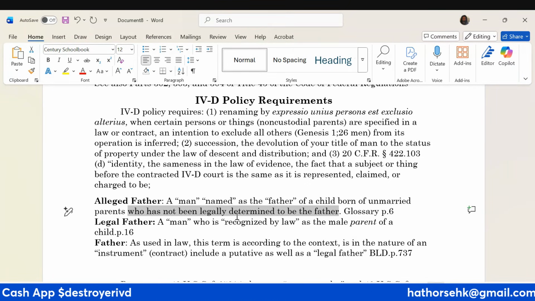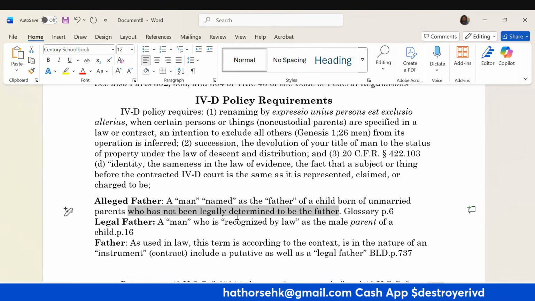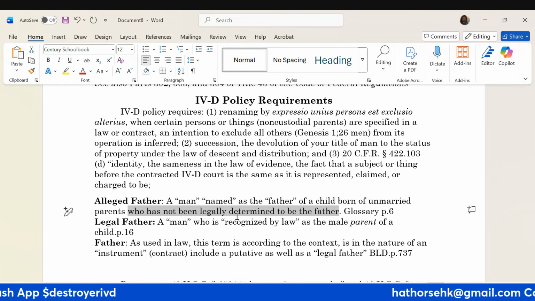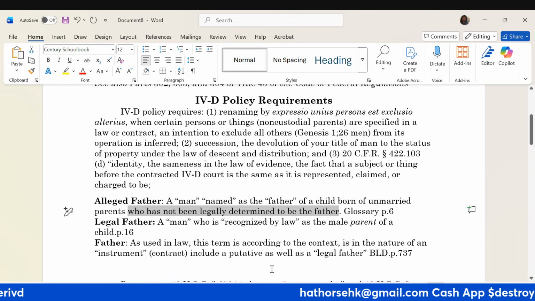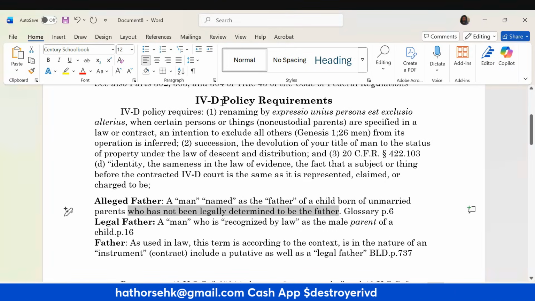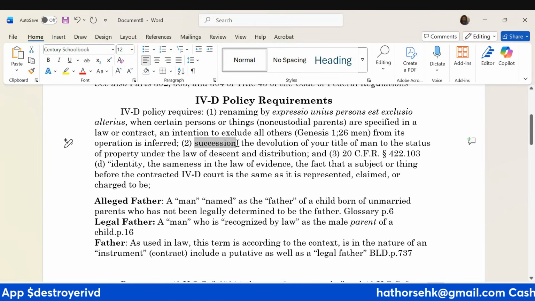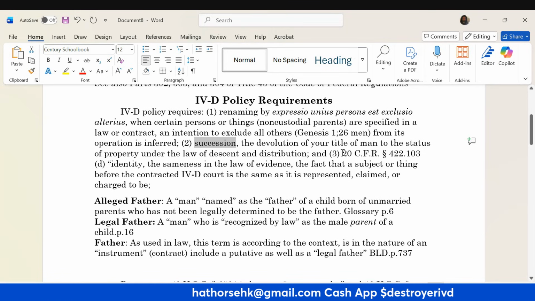Legal father is a man who is what? Recognized by law as the male parent of the child, which 99.9% of the time is going to be the what? Non-custodial pay rent. So, by their own definitions, they have to rename you. They have to succeed you, and then they succeed you to this identification.